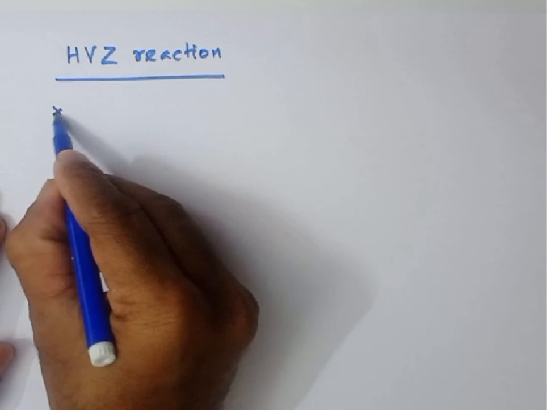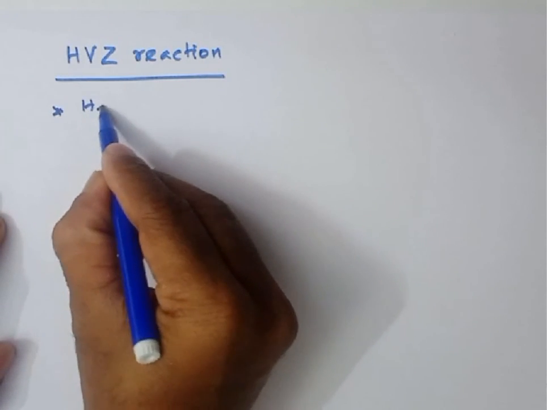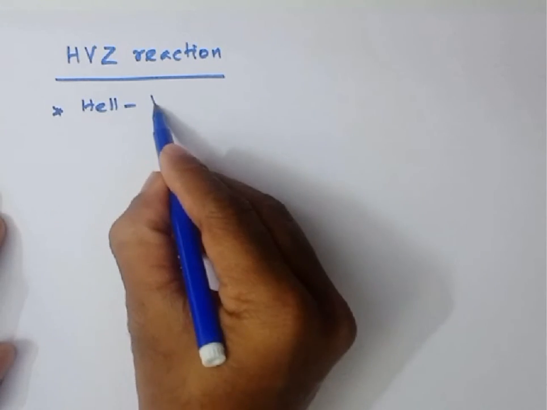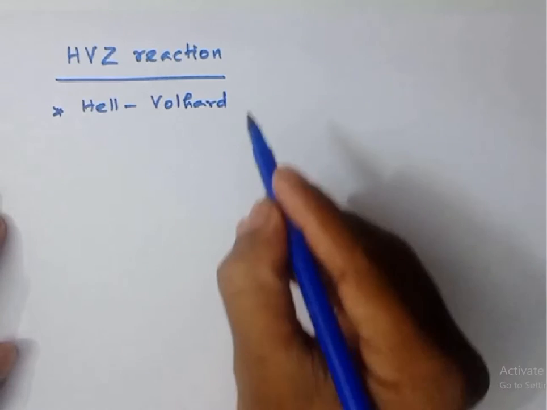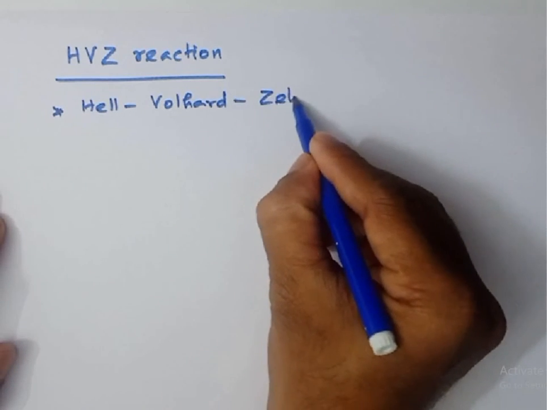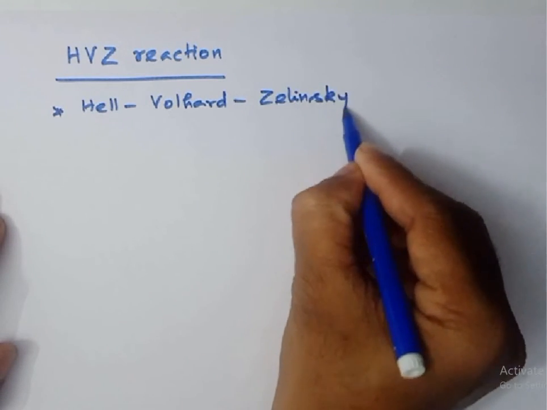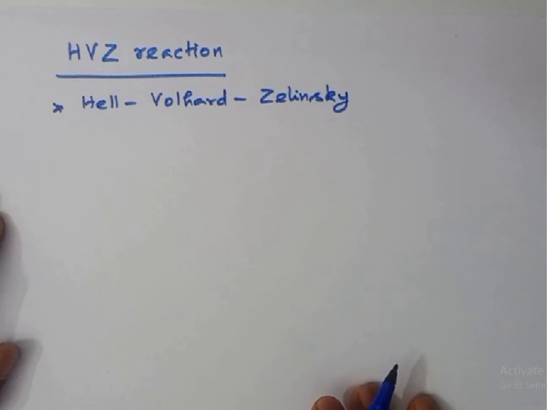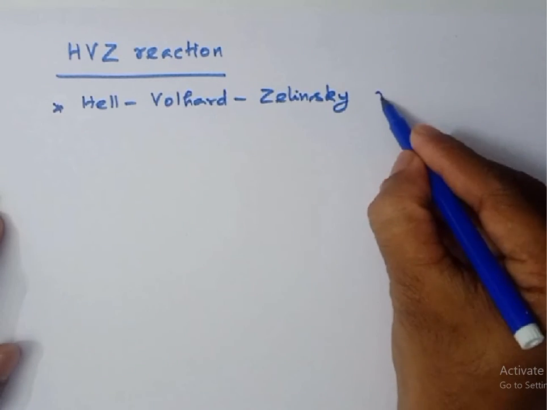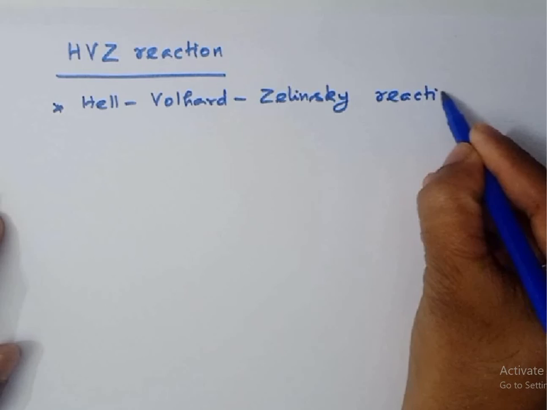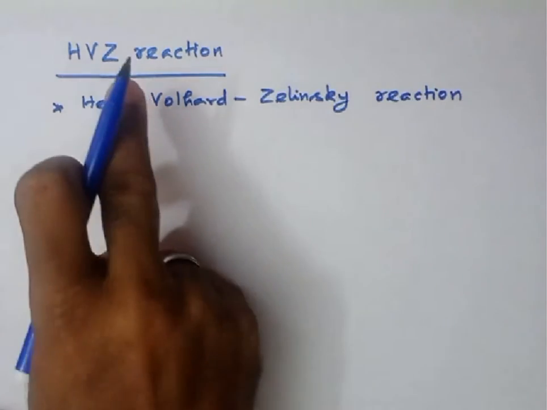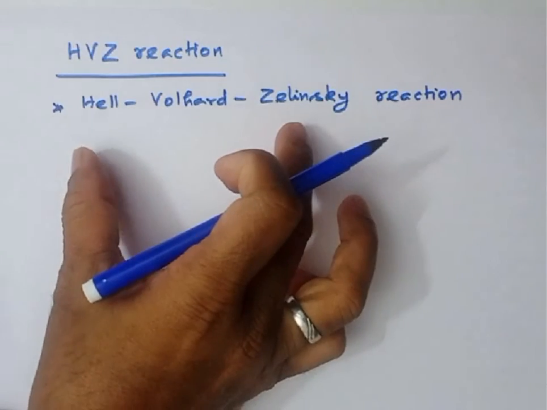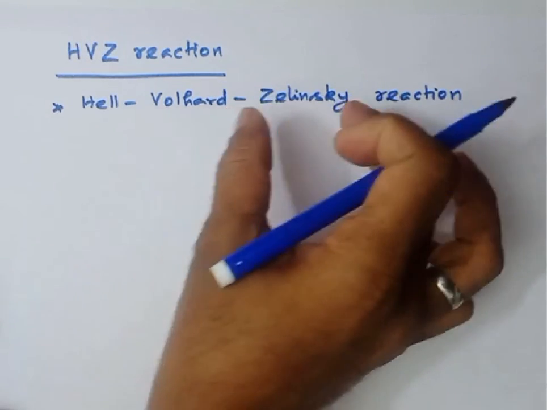HVZ reaction. What is the expansion? H means Hell, V refers to Volhard, H-A-R-D, Volhard, Z refers to Zelinsky. Hell-Volhard-Zelinsky reaction. This reaction is called HVZ reaction. Simply it is called HVZ reaction, but the actual name is Hell-Volhard-Zelinsky reaction.